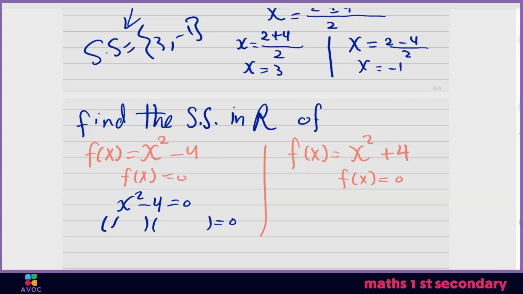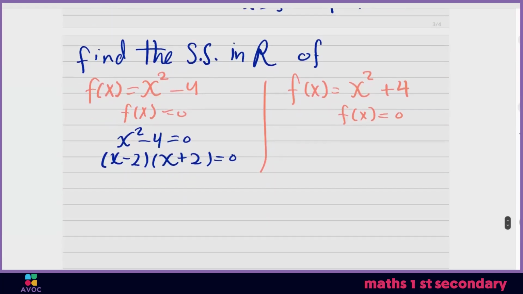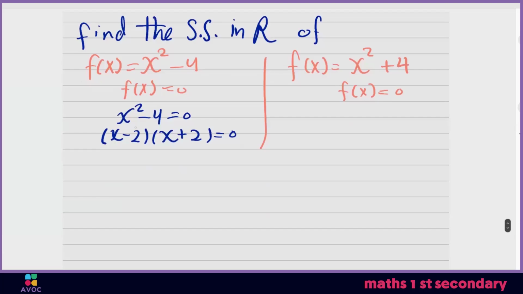x power 2 means x times x. Here 4 is factorized as 2 times 2. Here is negative and here is positive, because this is called the difference between two squares. Here is x power 2 and here is 4, and this is the difference between two squares. So (x minus 2)(x plus 2) equals 0. So x here equals 2.